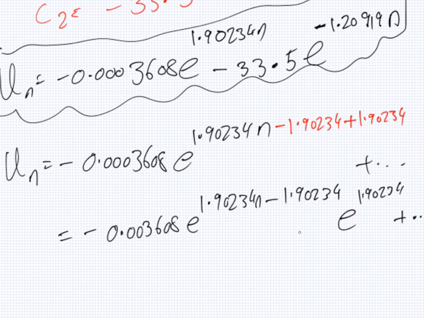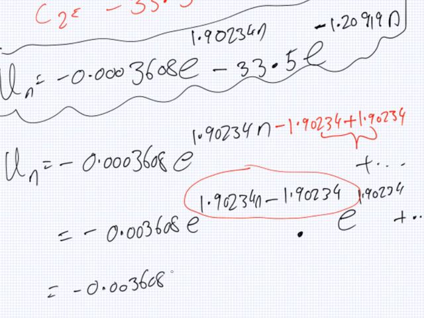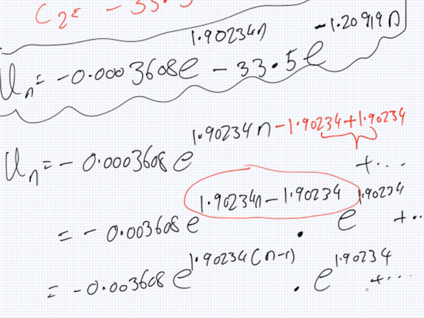Why did I have to multiply here? Well, when you multiply, what do you do to the powers? You add them. So this here is the same as this. I'm splitting this into two. Now the reason for doing that, if you look here, what can I take out? Yeah, I can take out minus 0.003608 e power 1.90234 bracket n minus 1 times e power 1.90234 plus the other fella.